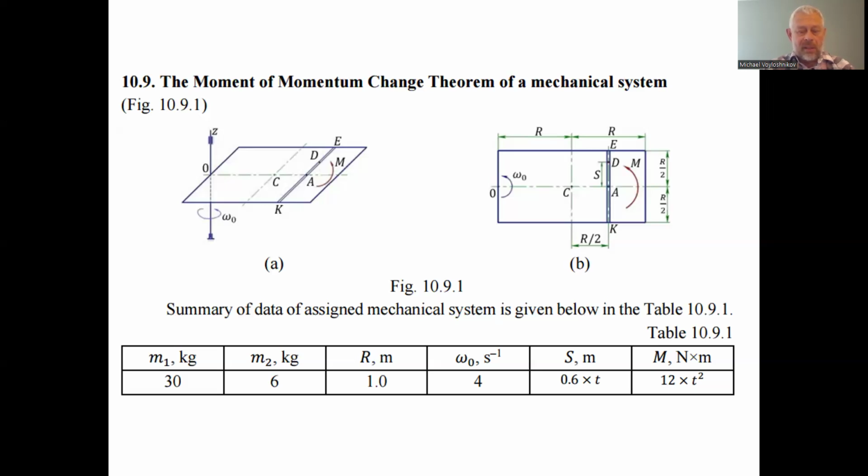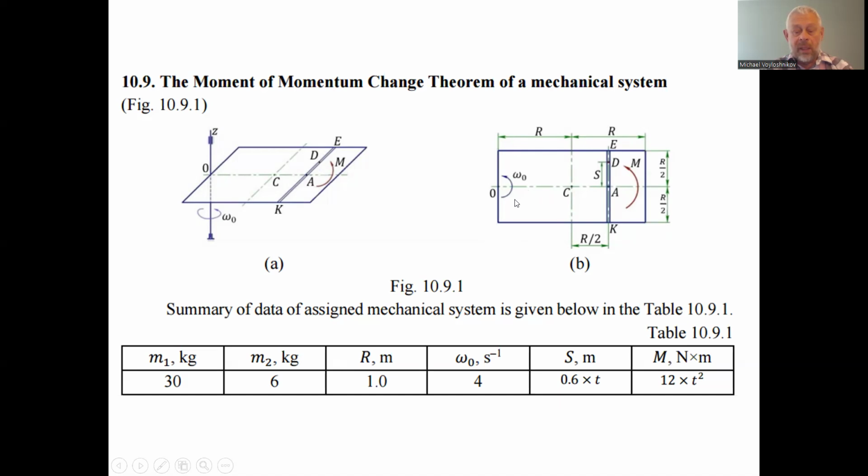In the lesson we have the exercise with a rectangular platform. The size of the platform is the length 2R, with R on each side of the center of mass, the center of gravity of the mechanical platform, and the width of the platform. This is rectangular, obviously a symmetric shape of the platform. The width is R divided by 2 on each side, so R in total.